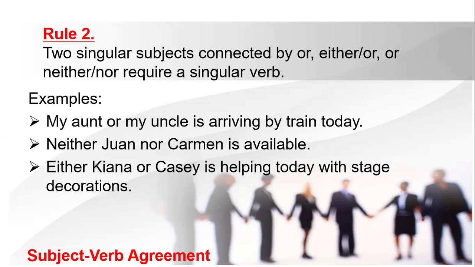Then, either Kiana or Cassie means any one of them. It means we are talking about a singular subject. That's why "is" as a verb we will use means singular subject, singular verb. Again, if you have or, either or, neither nor, in that situation, your verb will be singular.